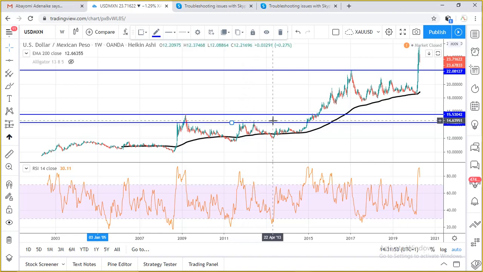You have clusters of price trying to break through. So this is a resistance here. This one is a resistance to this, and this one is a resistance to this. So I want you to see that.